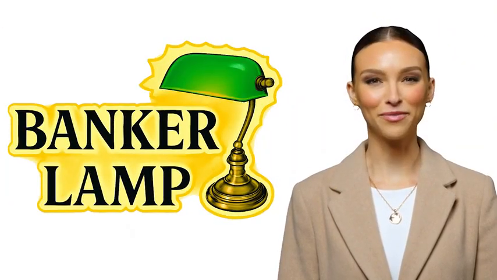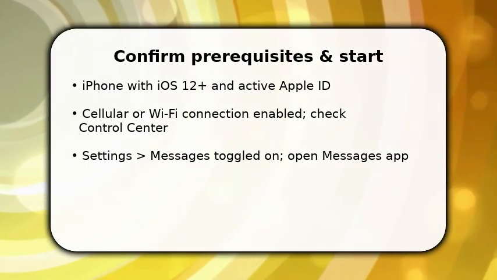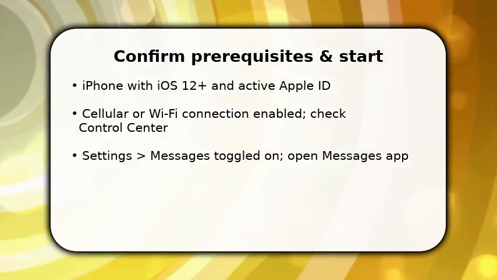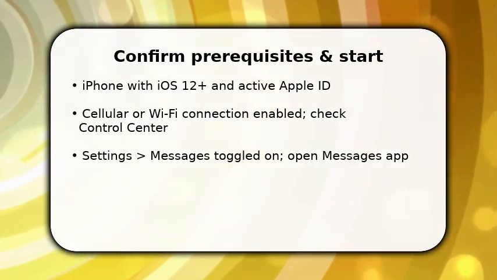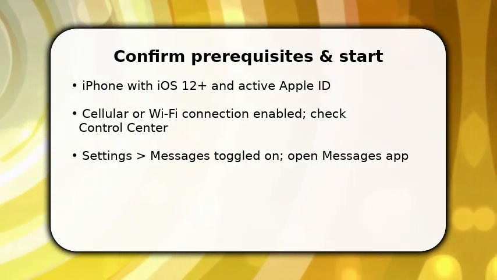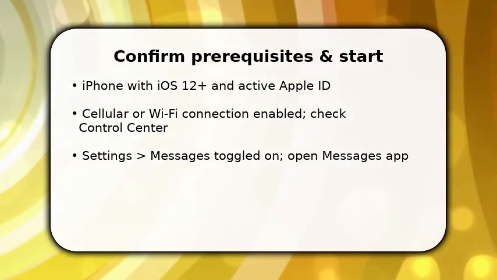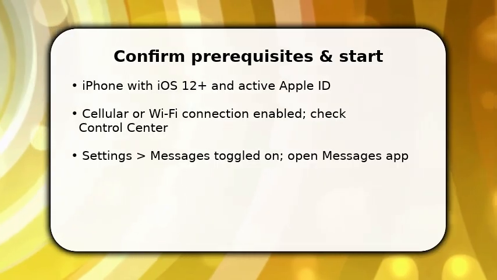Please enjoy the video. You'll start with essentials already in place, an Apple ID and network access. First, open Settings and tap Messages. Make sure Send and Receive lists your Apple ID. Once done, toggle iMessage on.